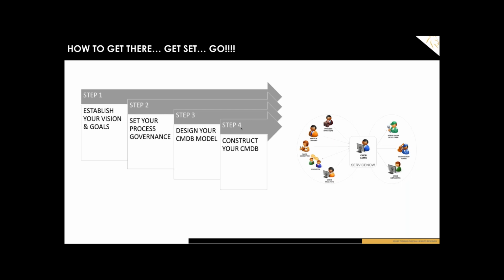So step number 2 is how are we going to make sure that we can trust that data? It's very important to establish process governance by, number 1, establishing a committee, a service asset configuration management committee. And number 2, identifying the service owners and the process managers. So who is the incident manager, who is the major incident manager process owner, who is the change manager process owner. So once we have the vision and goals, number 2 is to establish process governance. How are we going to maintain the information?